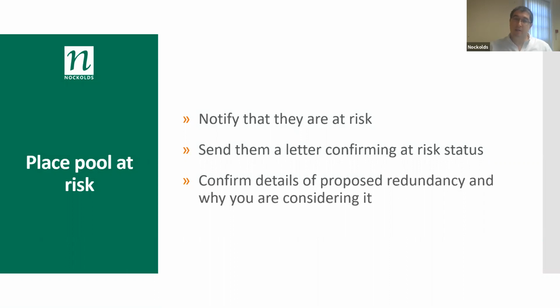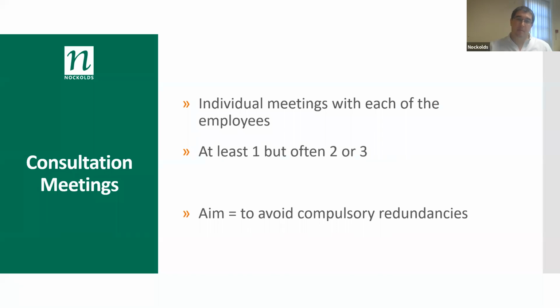You then send them a letter confirming their at-risk status, and within that, you also give an overview of why you're proposing the redundancy. Obviously, at the moment, it tends to be COVID-19, the impact on the business. We've lost 25%, 50% of our revenues, etc., something along those lines. It doesn't need to be particularly lengthy, but it kick-starts the consultation process and explains to the employees why this has happened. You then move into individual consultation meetings.